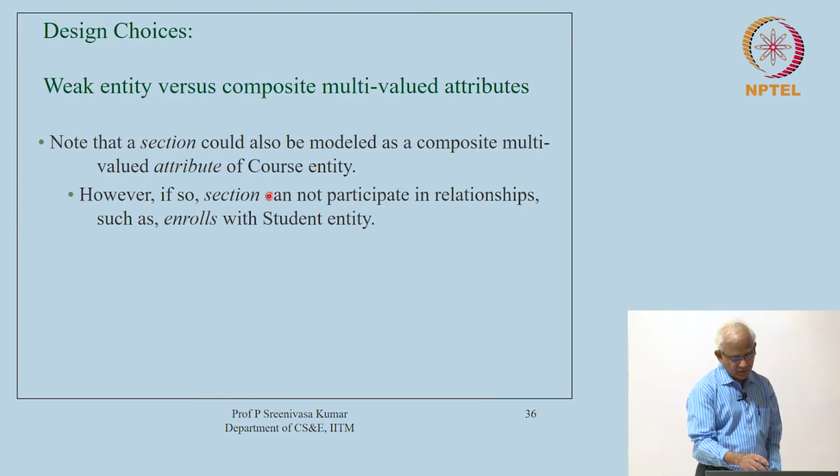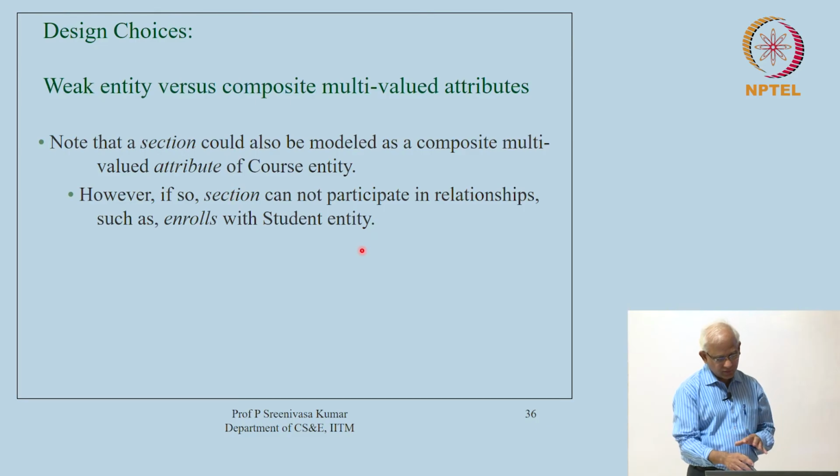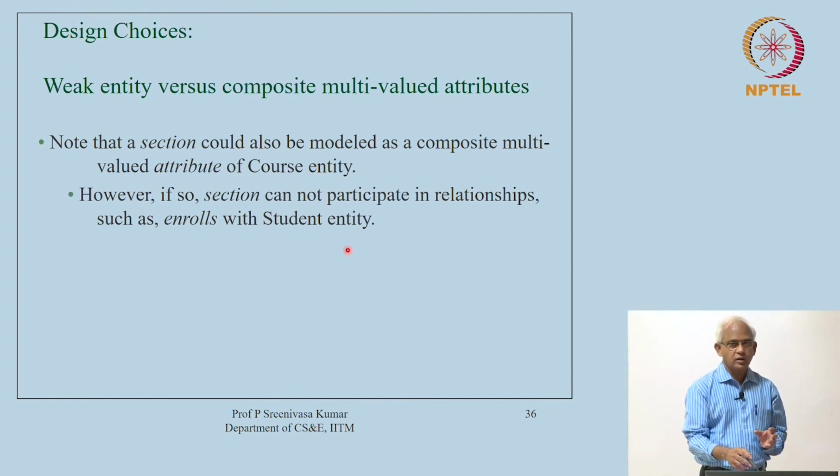So, it all again depends. If that particular entity's information is required for other things like relationships, it is best modeled as a weak entity. Otherwise, you could even go ahead with modeling it as a composite multivalued attribute. Okay.